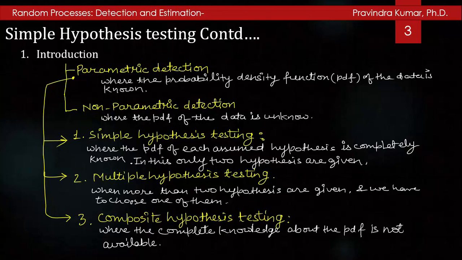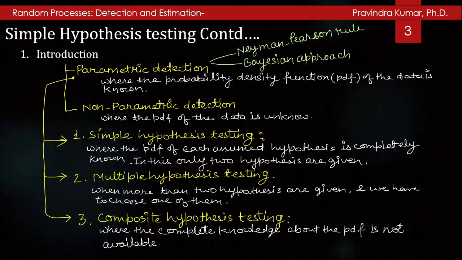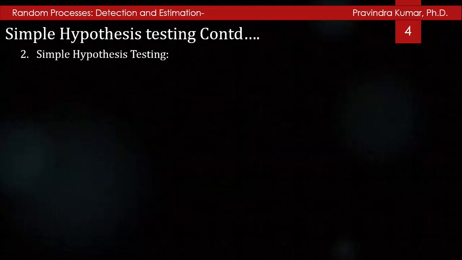The parametric detection can be of two types: Neyman-Pearson based and Bayesian approach based. In the Neyman-Pearson based approach, the signal is deterministic and non-random, and when the signal is assumed to be random in nature, this is known as the Bayesian approach. So we will use the Bayesian approach for this parametric detection. Now we will start with simple hypothesis testing.